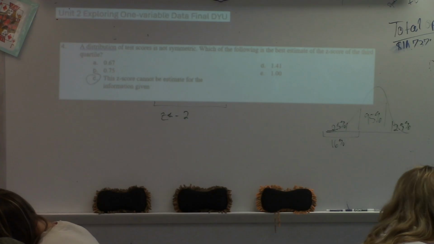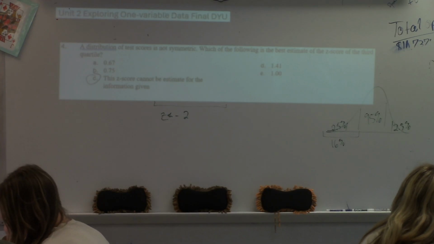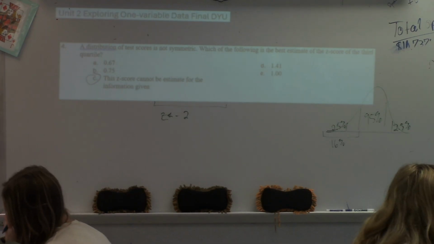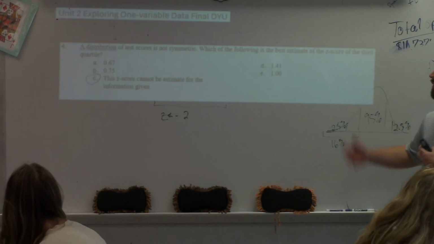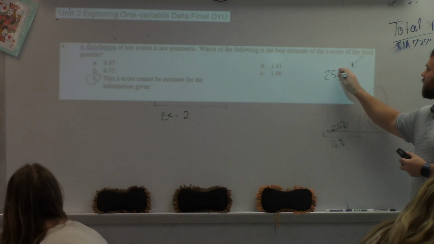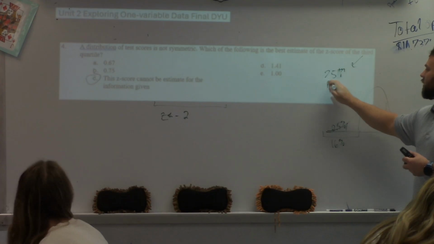Number 4, the distribution is not symmetric. Just knowing it's the 3rd quartile doesn't give me a ton of information, right? Remember, a 3rd quartile tells me it's in the 75th percentile, which is an area. Whoops, not 20, 75th percentile.